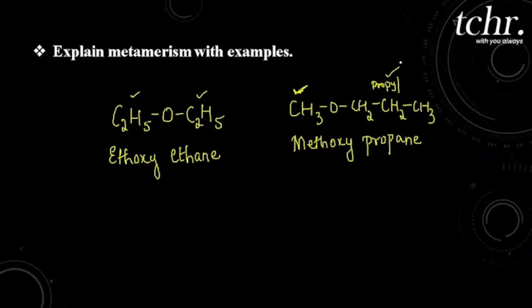Both are completely different compounds. They vary in the distribution of the alkyl group, but when you check the molecular formula, both have the same molecular formula, that is the same number of carbon, hydrogen and oxygen. This is known as metamerism. Is it clear? Give a proper explanation with an example like this for a complete 2 marks.